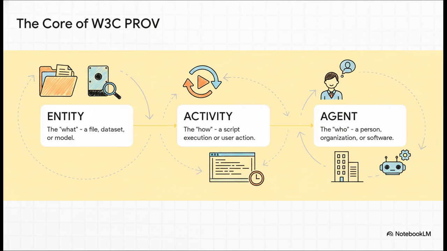And this grammar is actually built on three really simple ideas. You've got an entity, which is the what, like a CSV file. Then you have an activity, which is the how, say a script that's running. And finally, you have an agent, which is the who. That could be a person or maybe a server doing the work. That's it. Pretty much anything you need to describe about a data's history can be built using just those three simple blocks.